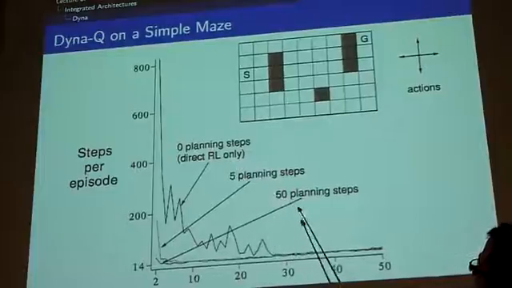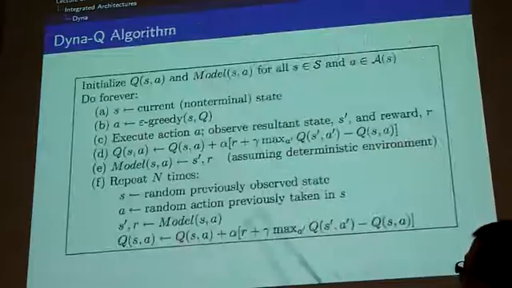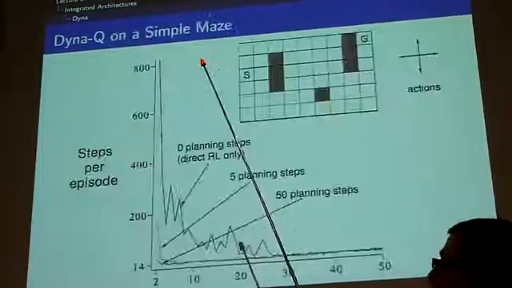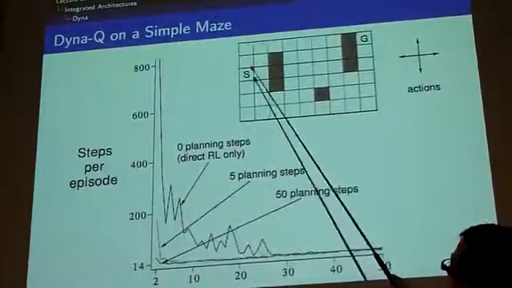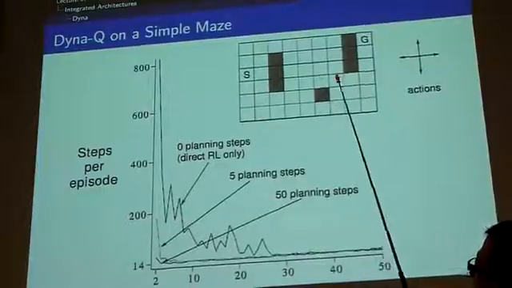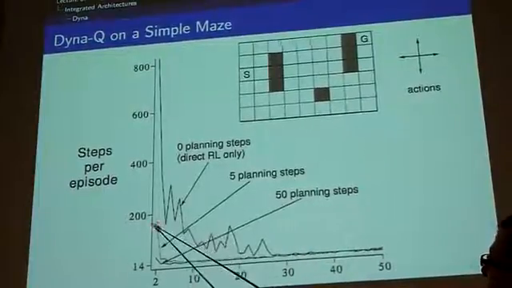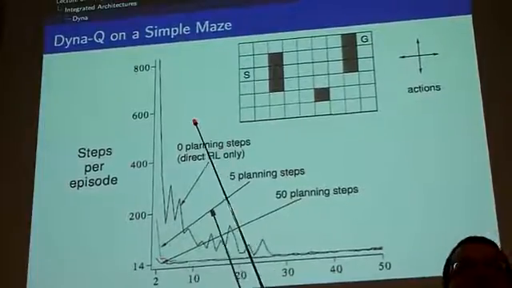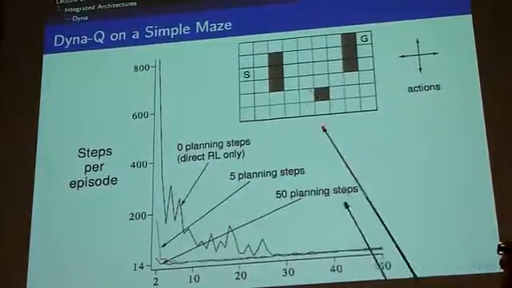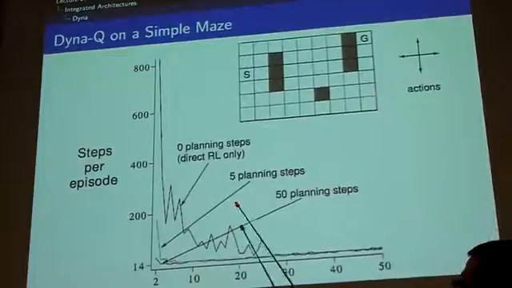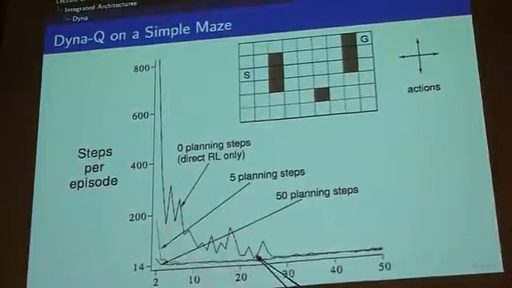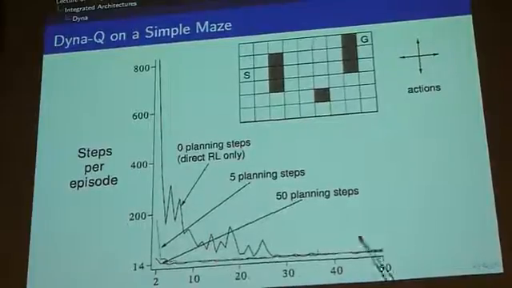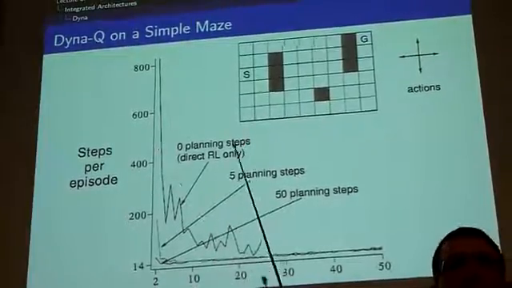But we can ask the question, what happens if we now do n steps of thinking before taking the next action? So every step, the agent is building up a model based on what it's seen, and every real step here, it's doing 5 units of computation to imagine 5 additional steps. And you can see it very, very quickly figures out how to solve the maze. This is with 50 imagined steps, even faster, it figures out how to solve this maze almost straight away.